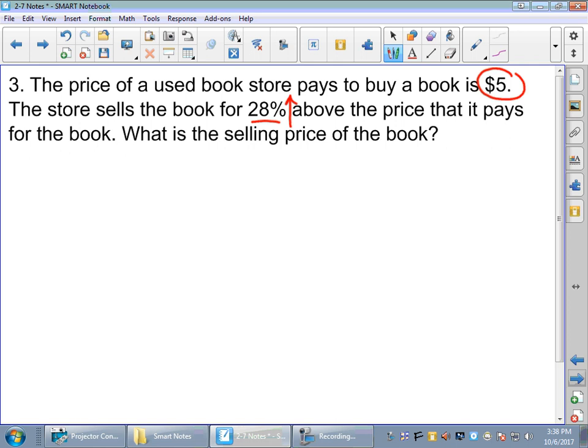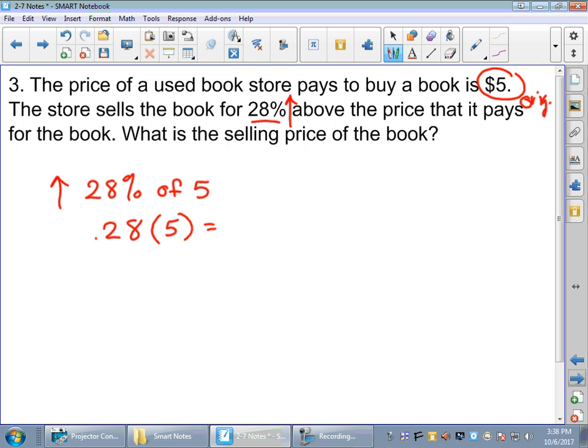So we know the original price. So that's our original. And then it's going to go above 28%. So 28% of $5. So I want to write this down. 28% of $5 is how much they're going to mark it up. So whenever you work with percents, in order to do math with them, you have to change it back to a decimal, 0.28. Of means multiplication. So I'm going to multiply that by 5. I'm going to take 28% of 5.